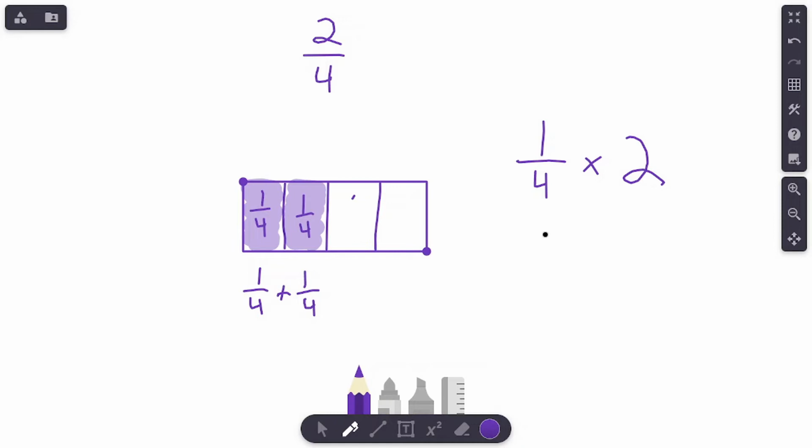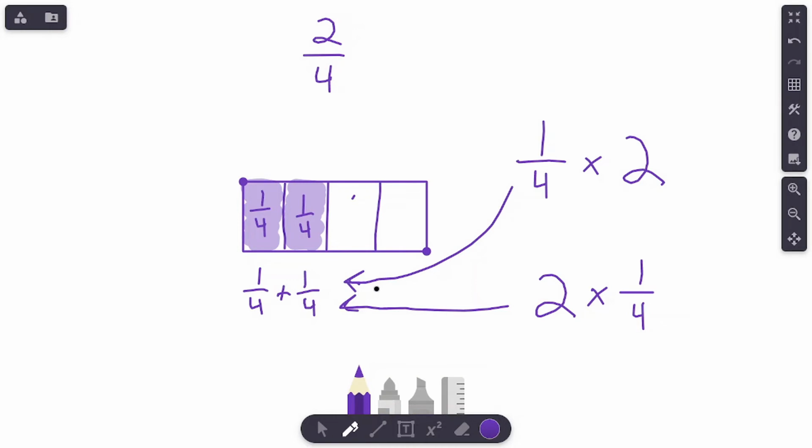Also, how many sections do we have? We have 2 sections. How much is each of those sections? What does each section represent? Each of those represents a 4th. Both of these multiplication expressions equal this right here, all right, because repeated addition is the same thing as multiplication.